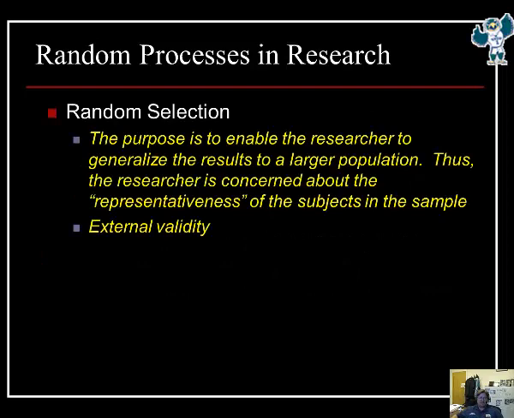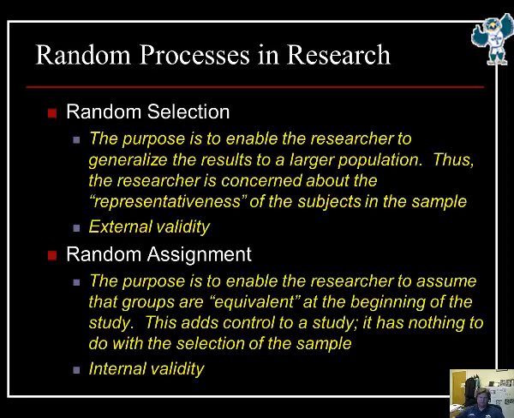So random selection. The purpose is to enable the researcher to generalize results to a larger population. Therefore, the researcher is concerned about the representativeness of the subjects in the sample. Here we begin to look at the term external validity. So random selection is how we select the participants from the population.